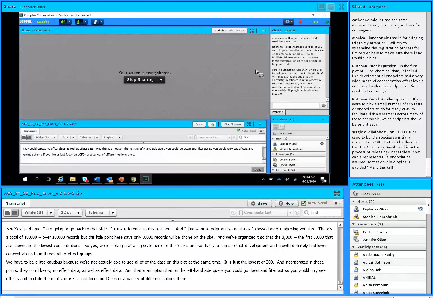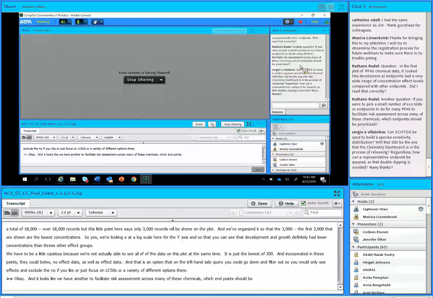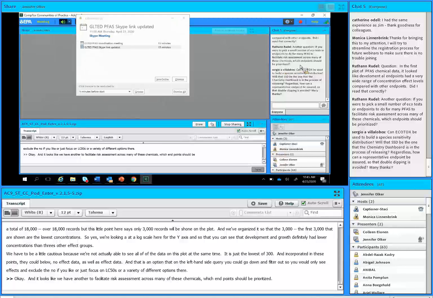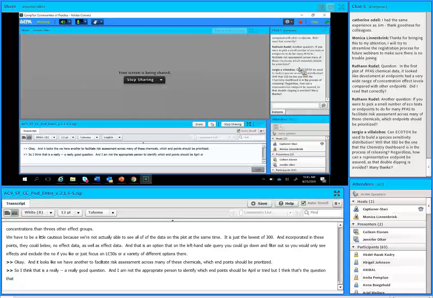Okay, and it looks like we have another question from Ruthin, and they want to know if you were to pick a small number of ecotox endpoints to do for many PFAS to facilitate risk assessment across many of these chemicals, which endpoints should be prioritized? So I think that is a really good question, and I am not the appropriate person to identify which endpoints should be prioritized, but I think that is the question that has been discussed by many groups who are working on risk assessment for these compounds.